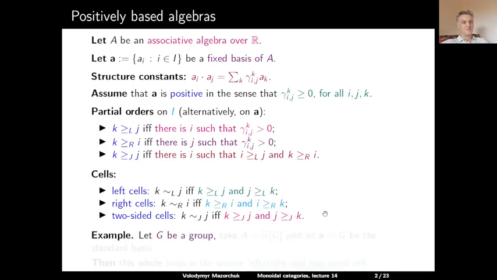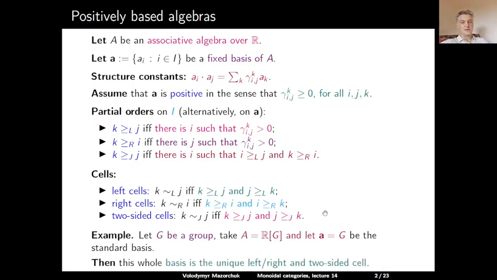So for example, if G is a group, and we take the algebra A to be the group algebra of G, and we let our basis bold A be the standard basis consisting of the group elements, then this basis is positive, the structure constants are 0 and 1, and there is a unique left, right, and two-sided cell. So all orders in this example are full relations.